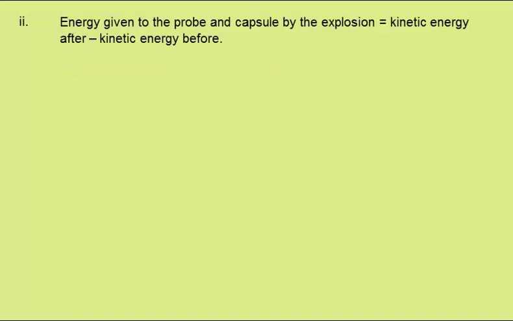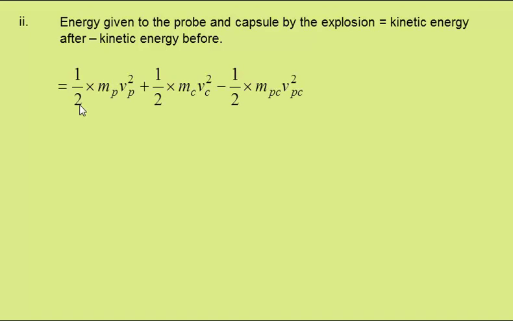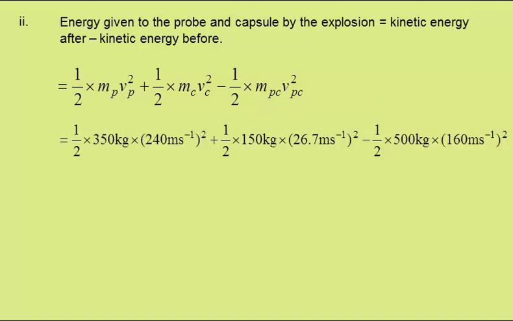Well, this will be given by the kinetic energy after minus the kinetic energy before. So here the kinetic energy of the probe plus the kinetic energy of the capsule after the explosion minus the kinetic energy of the probe and capsule before the explosion. Putting in all the values gives 3.7 times 10 to the 6 joules.